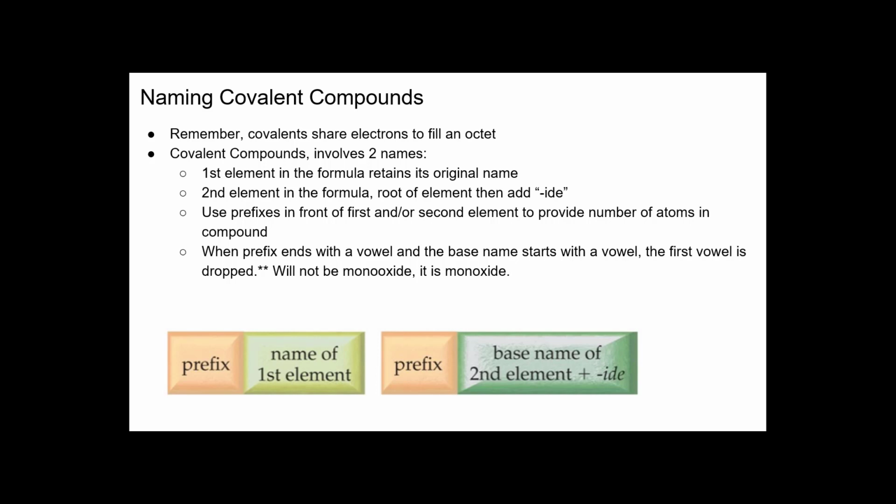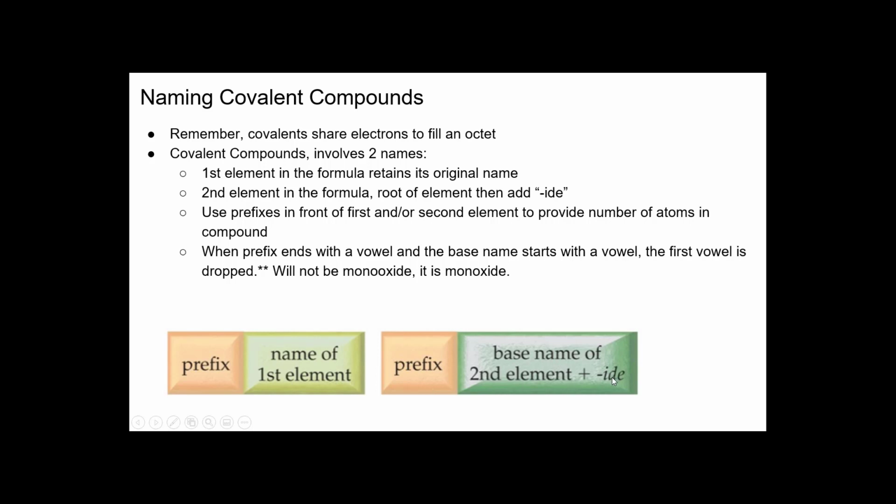So the first element retains its original name, but you may have a prefix in front. The second element is the same as the previous ones: the ending ends in "ide." That's how you know it's been changed. There's something different to it. And also a prefix if it needs it.